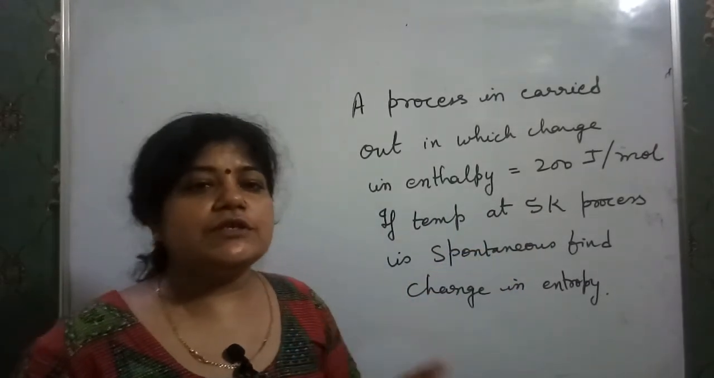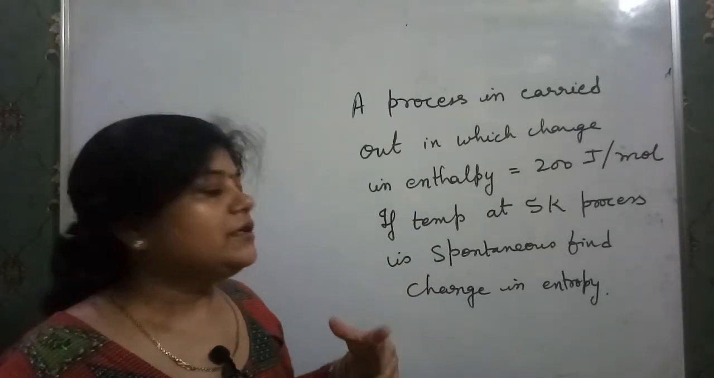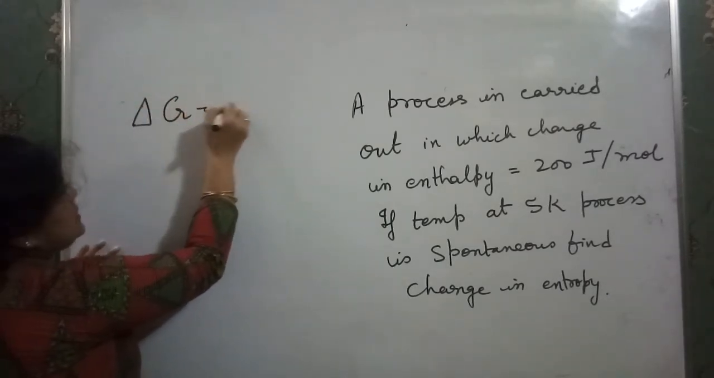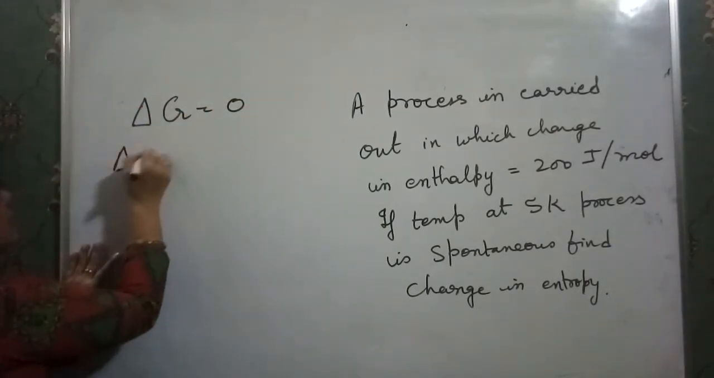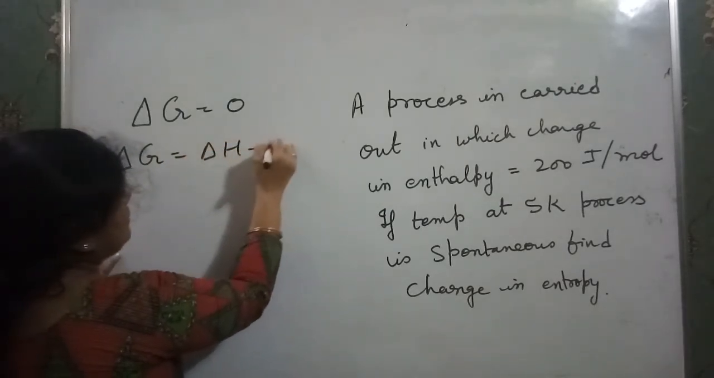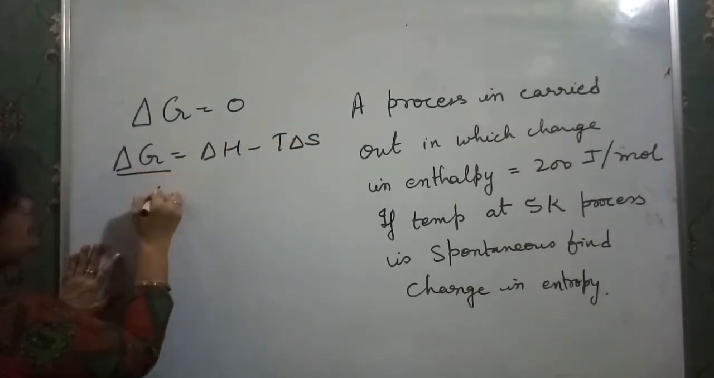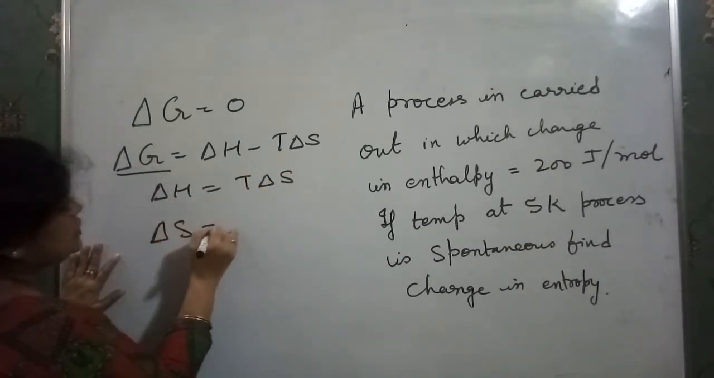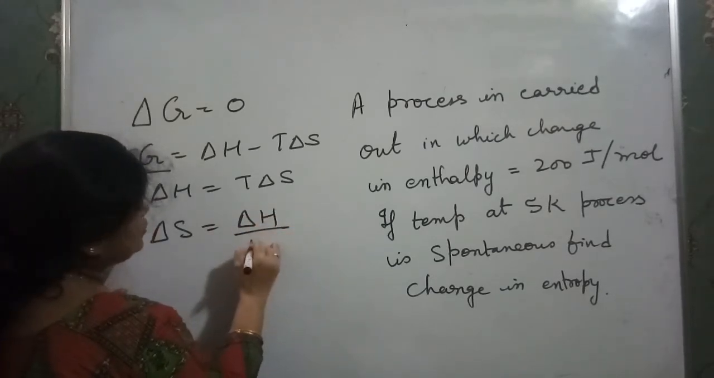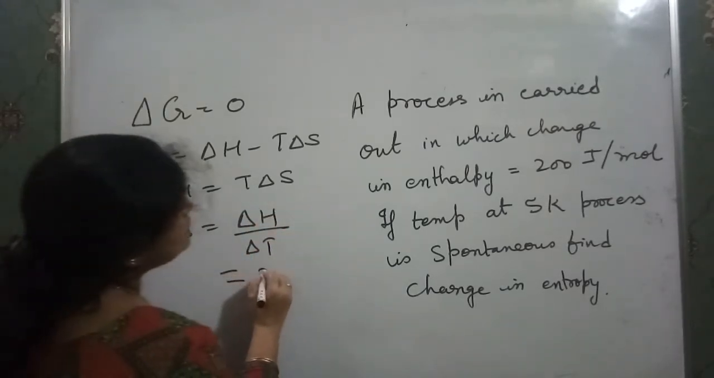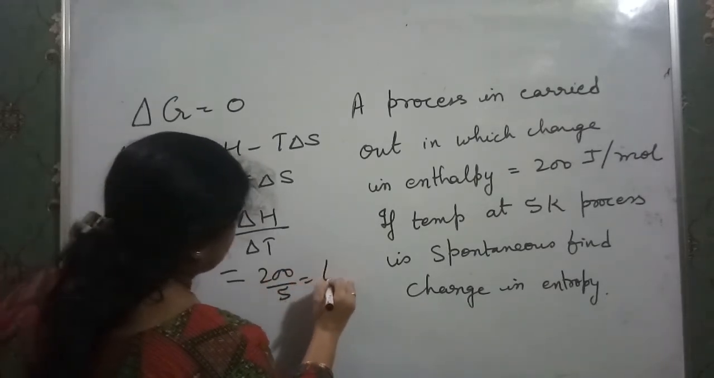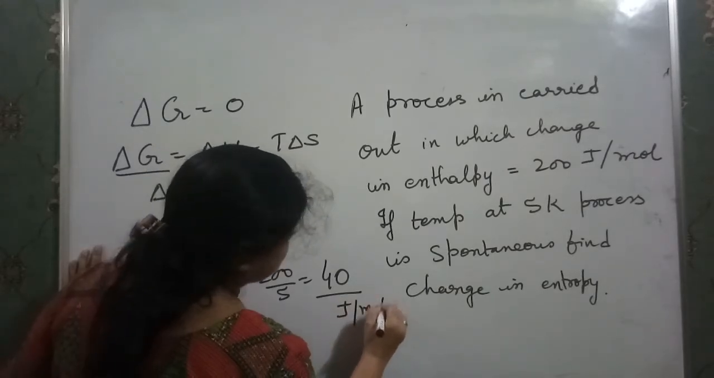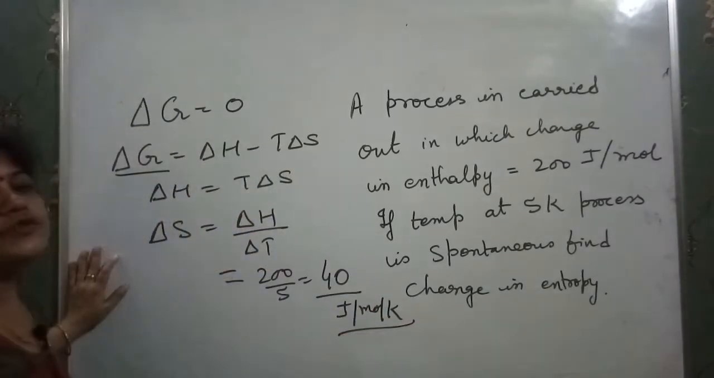If the question says the reaction is reversible, then in that case we take the value of Gibbs free energy as equal to 0. From the equation delta G is equal to delta H minus T delta S, and it becomes 0, so delta H becomes T delta S. From that we can find the change in entropy very easily, delta H over T. Here our value is 200 over 5, and we get 40, and that is joule per mole per Kelvin. This is the unit of entropy.